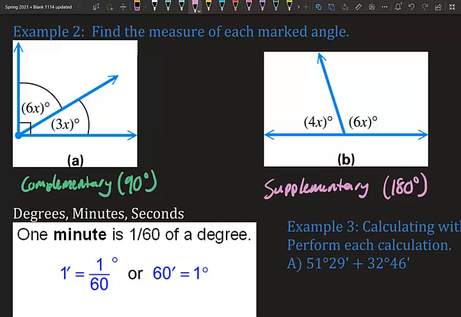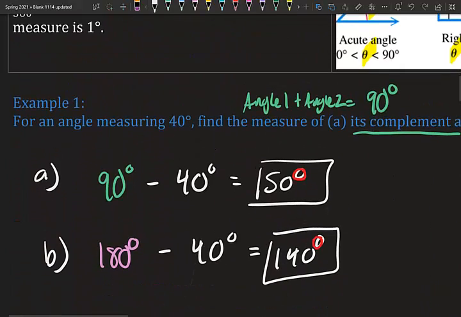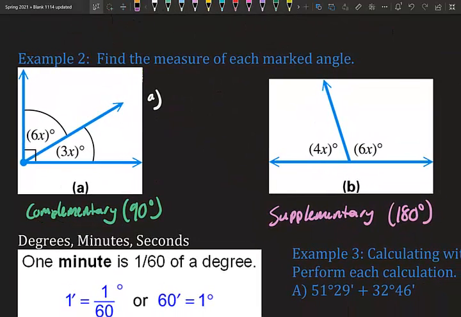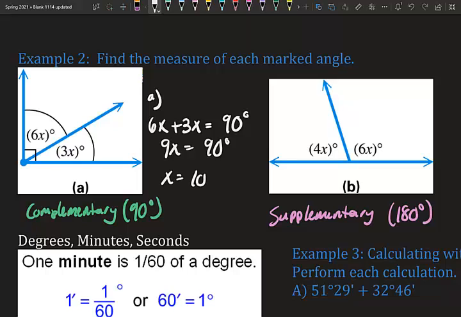Let's work it out together. So for A, for complementary, it's angle 1 plus angle 2 is 90 degrees. So angle 1 is 6x, angle 2 is 3x, and they're supposed to equal 90 degrees. So we have 9x equals 90 degrees. We divide by 9, so x equals 10 degrees.